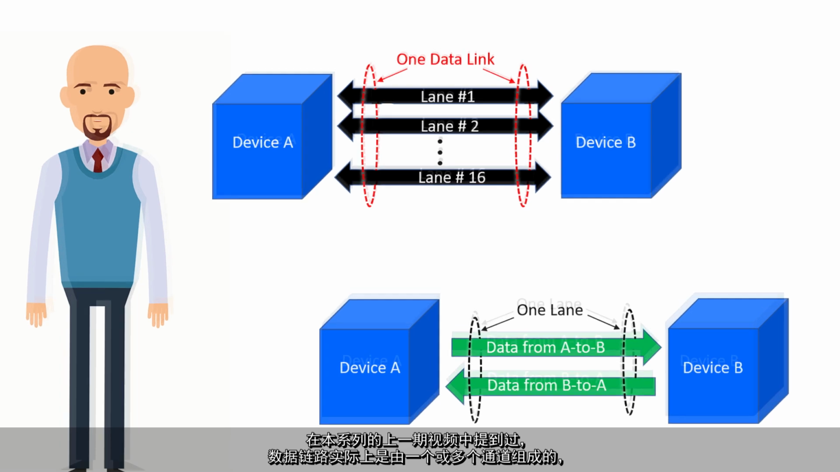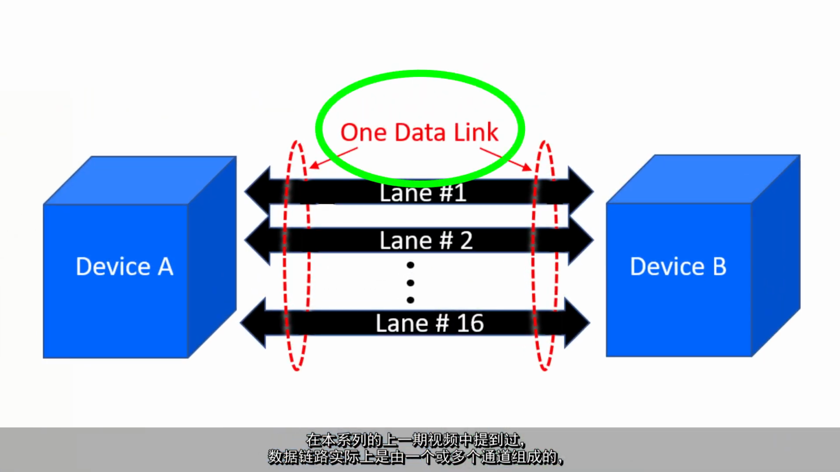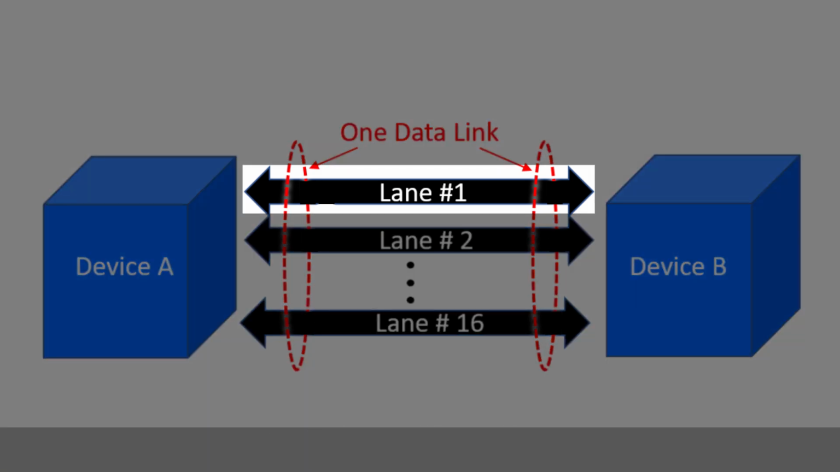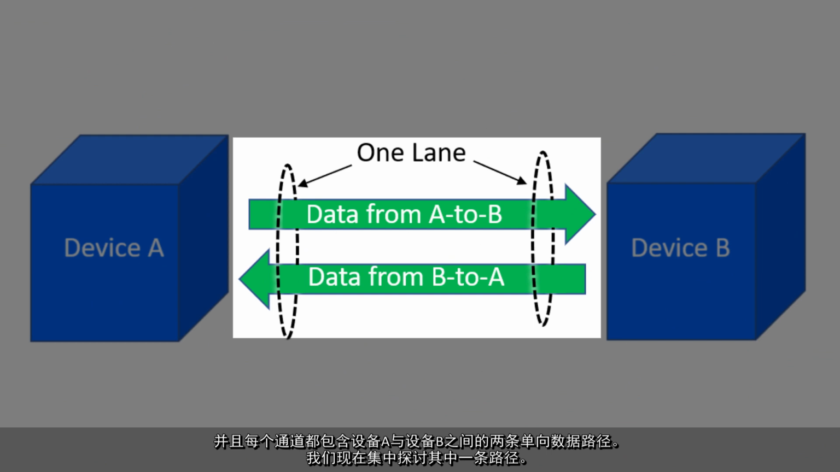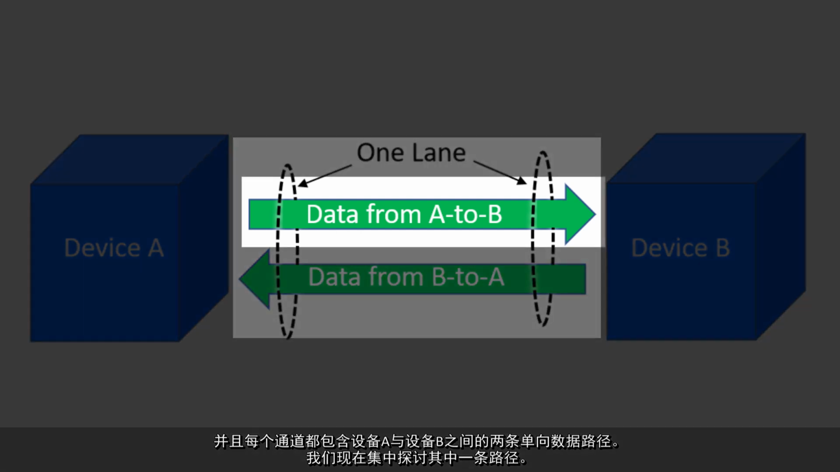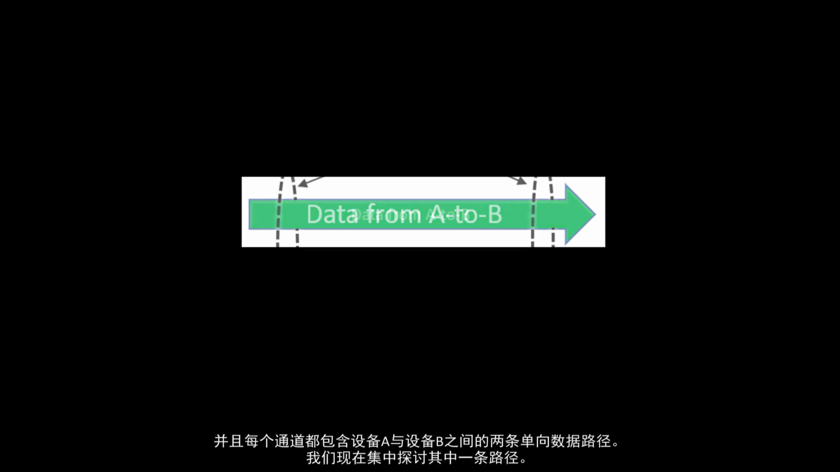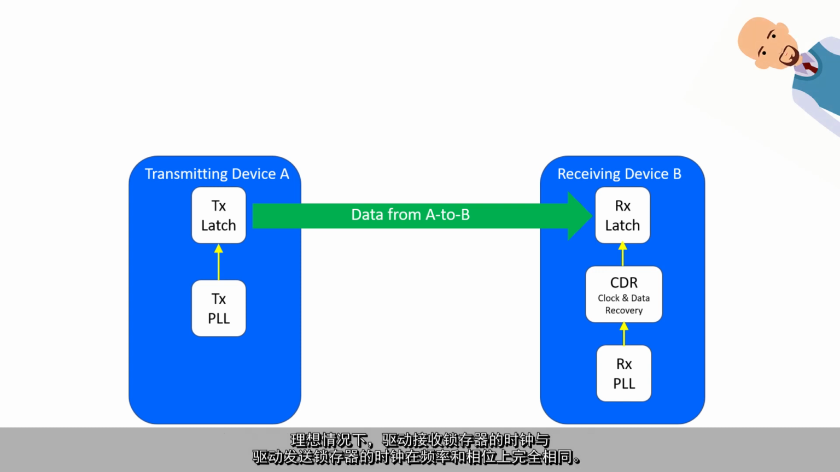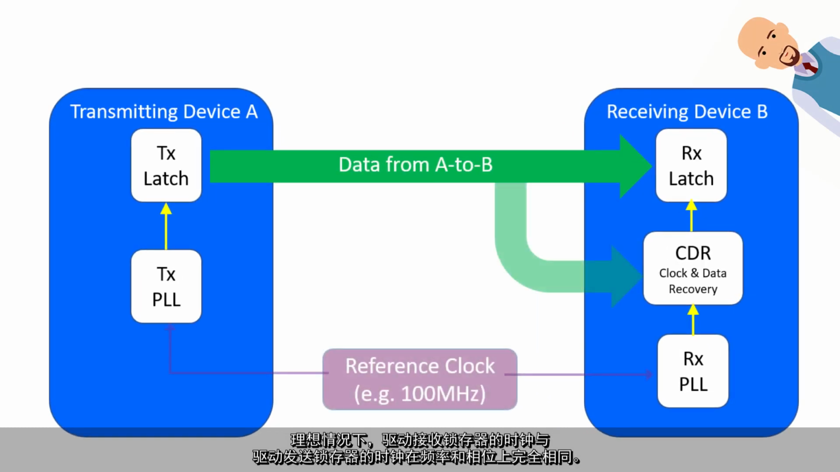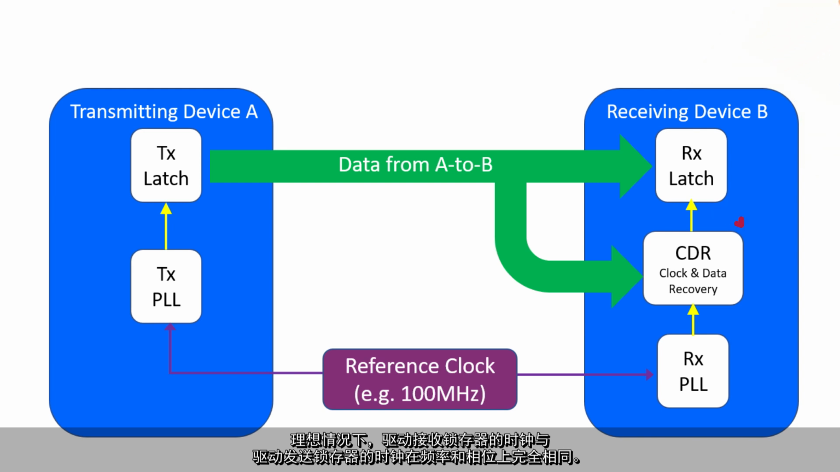You may recall from the previous video in this series that a data link is actually the combination of one or more lanes, and that each of these lanes, in turn, consists of two one-way data paths between device A and device B. We are going to focus on one of these paths. In a perfect and ideal world, the clock driving the receive latch is an exact duplicate in frequency and phase of the clock driving the transmit latch.